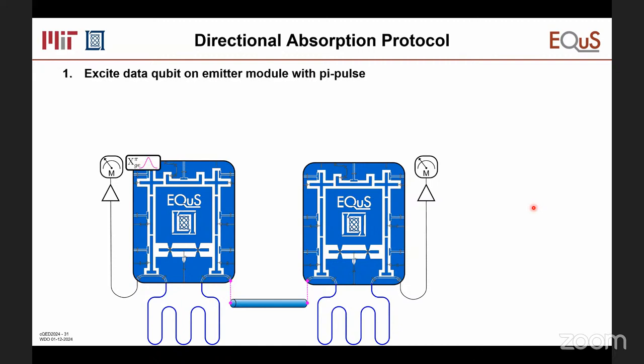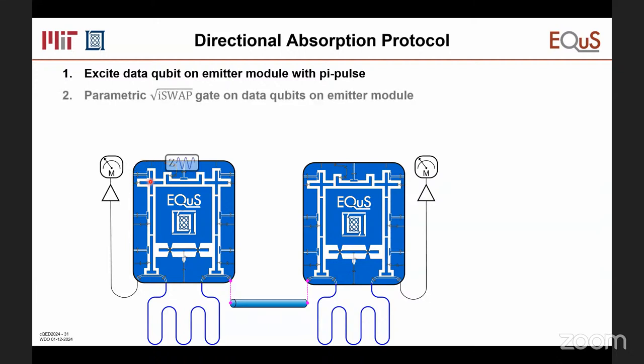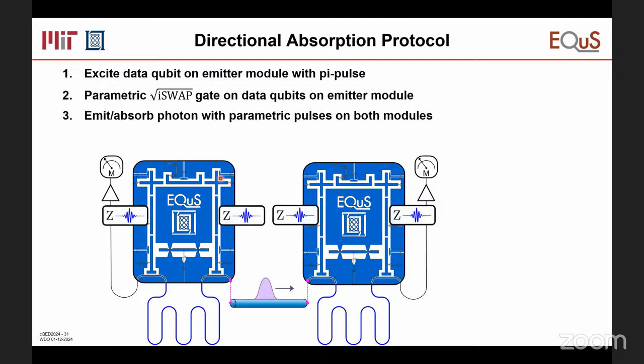Now, the protocol is similar, okay? We start with everything in the ground state. We then excite, this will be our emitter, this will be our absorber. We excite one of the qubits. We then do the exchange coupling to create the entangled state we want, such that the photon will go to the right. And then simultaneously, we both shift it down to the emitter qubits, which sends the photon to the right. And at the same time, we're absorbing it on the absorber side, basically running it in reverse. Okay.